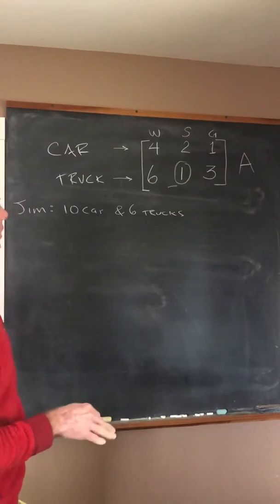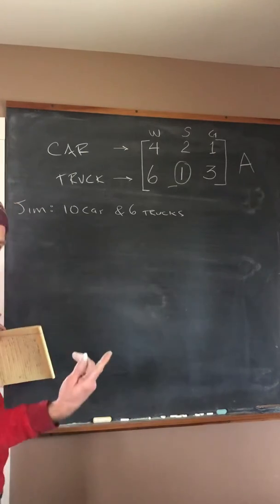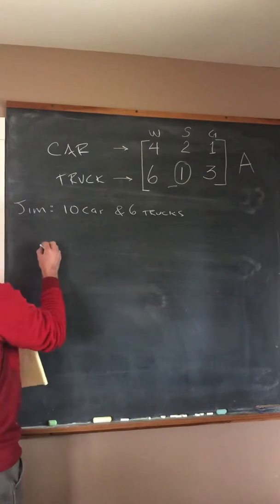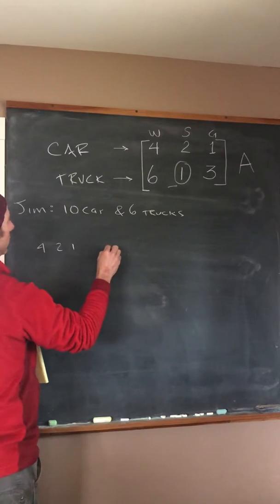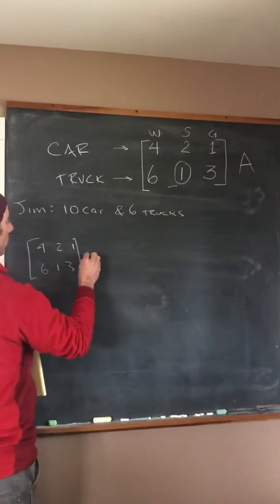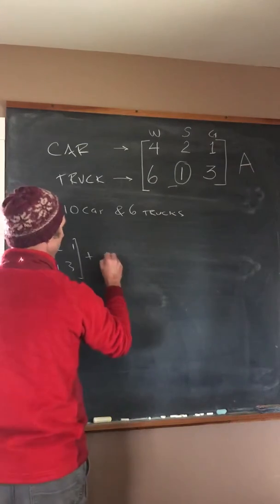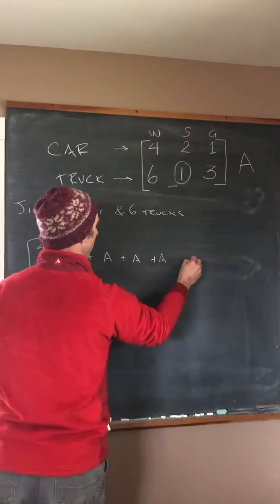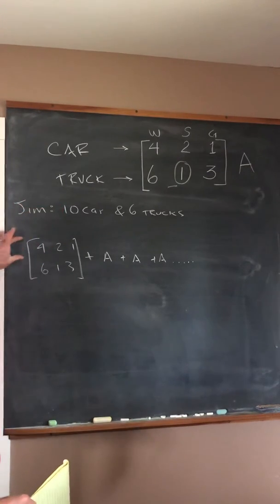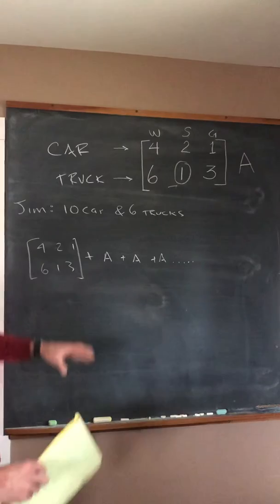It's a big deal. And this is the power of matrices. This is where they start to come in. So let's take a look at this. So I could do it this way. I could go scalar. I could add them up, right? 4, 2, 1, 6, 1, 3. Uh-oh. Wait, if I keep adding the same matrix over and over again, they're not the same. I have 10 cars, that's going to be this top row, and 6 trucks, which is the bottom row.